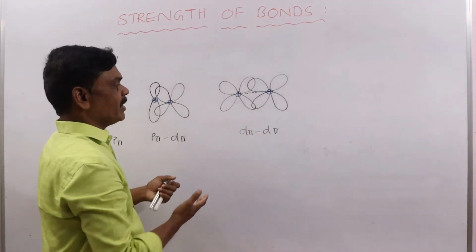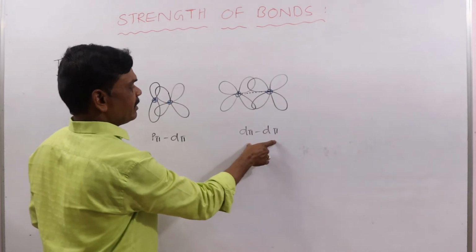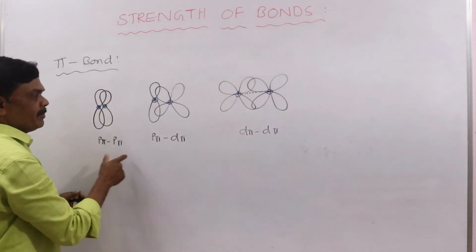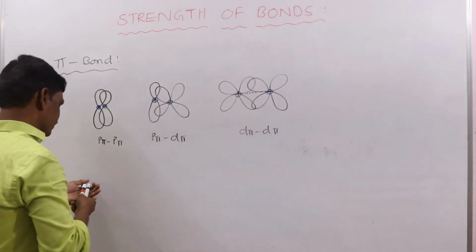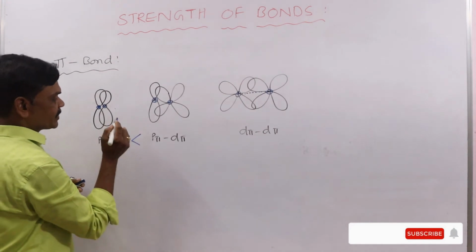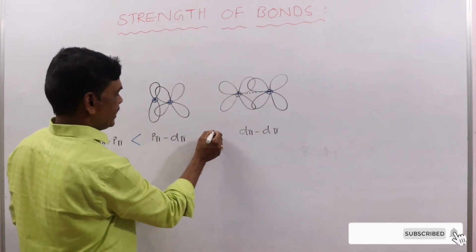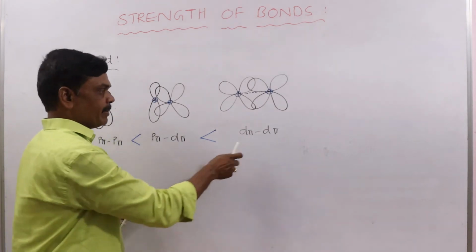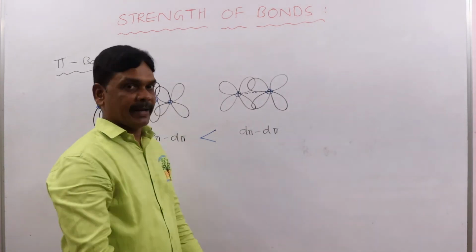So now which bond takes place? This is the d pi bond. When compared to p pi d pi and p pi, it is very strong. So the p pi bond is less strong when compared to p pi d pi, and p pi d pi is less strong when compared to d pi d pi.